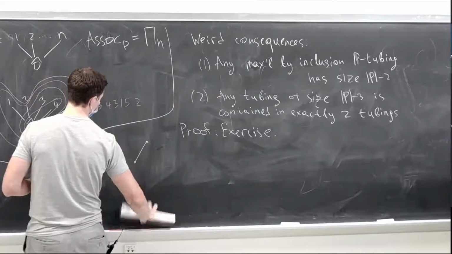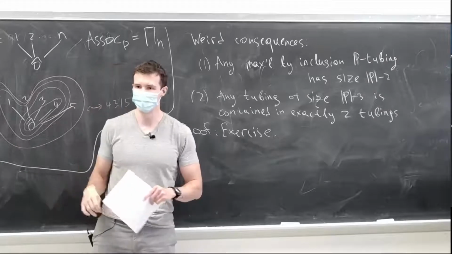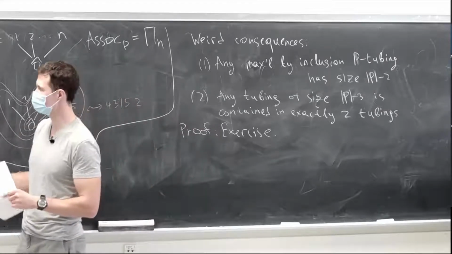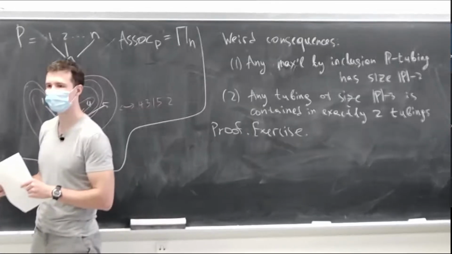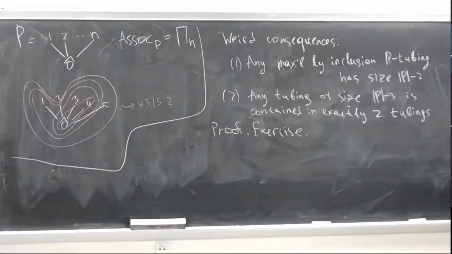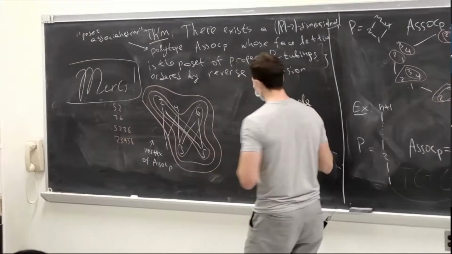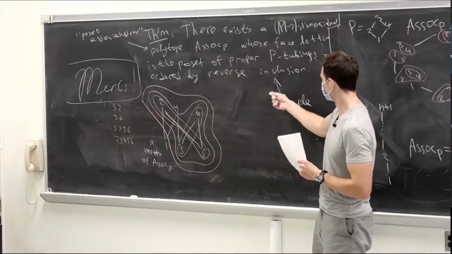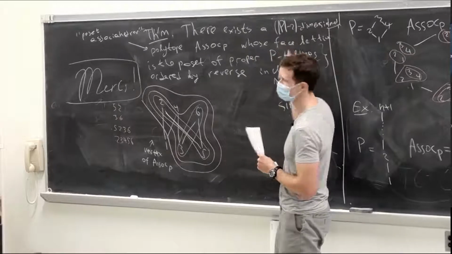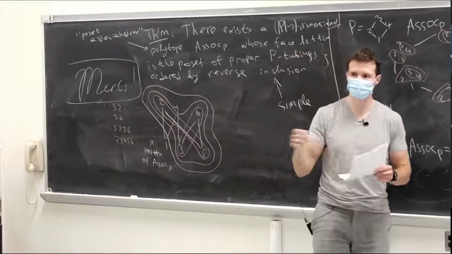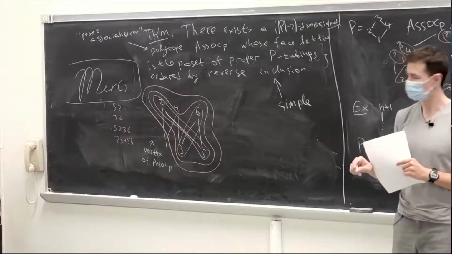And then there is a whole bunch of open problems. What is the h-vector or the f-vector? Oh yeah, so this is simple. The dual is simplicial. Which, by the way, why is it simple? Because every maximal tubing is of size P minus 2. So you can always remove any one of those tubes and you get a simple polytope this way.